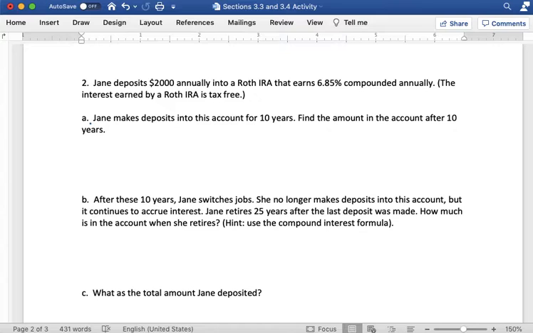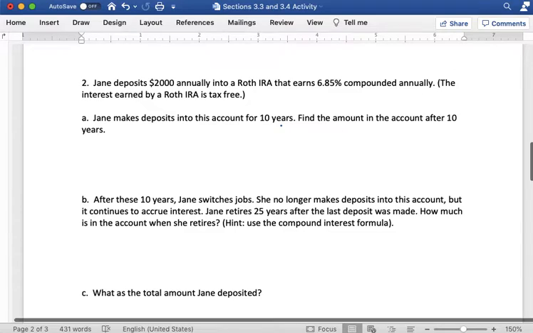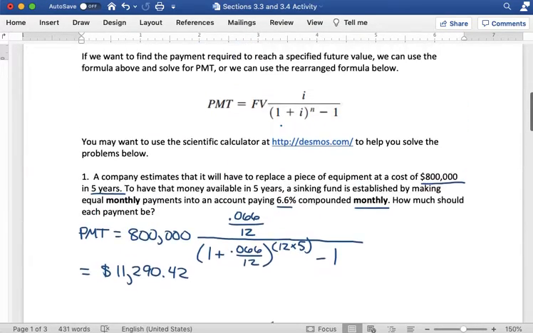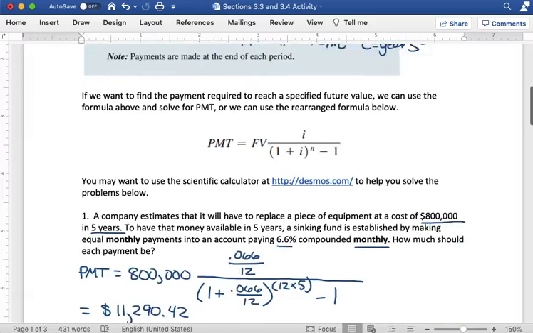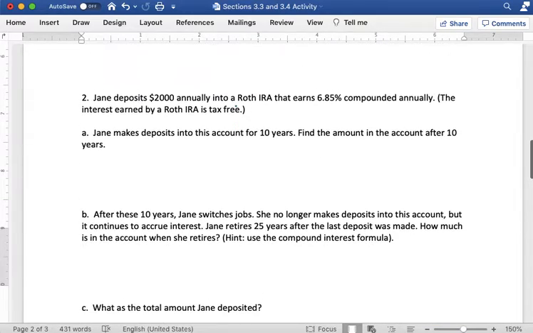So for part A, Jane makes deposits into this account for 10 years. Find the amount in the account after 10 years. So now we're going to use this first formula in the box because we want to find the future value for a given payment. So we're putting $2,000 in each year. We want to know how much we will have in the account at the end of that time.